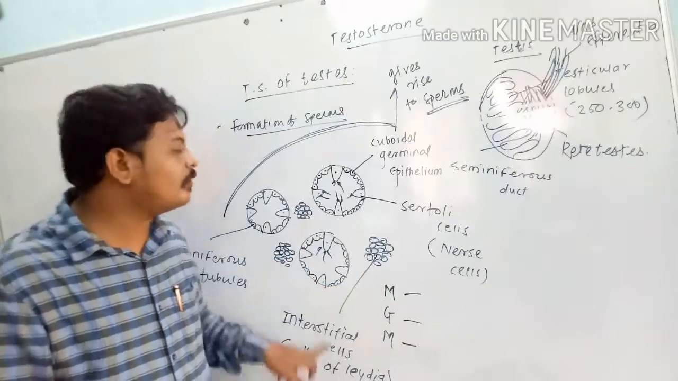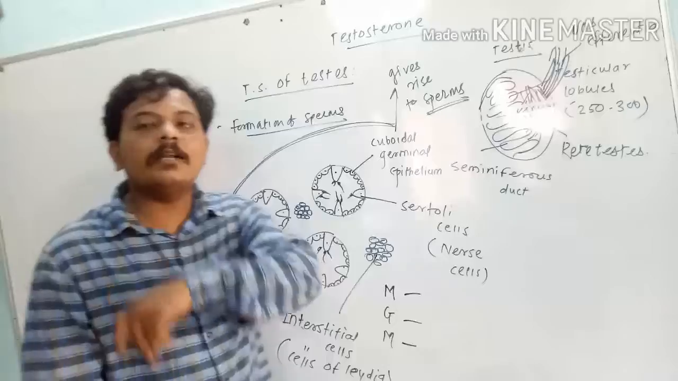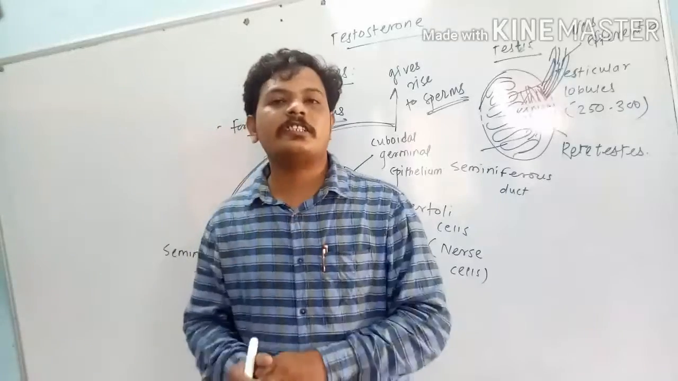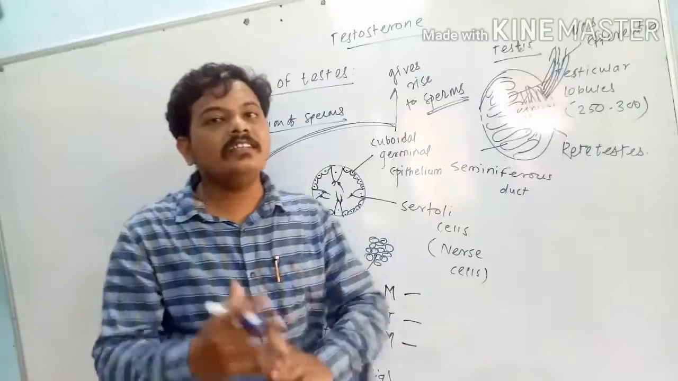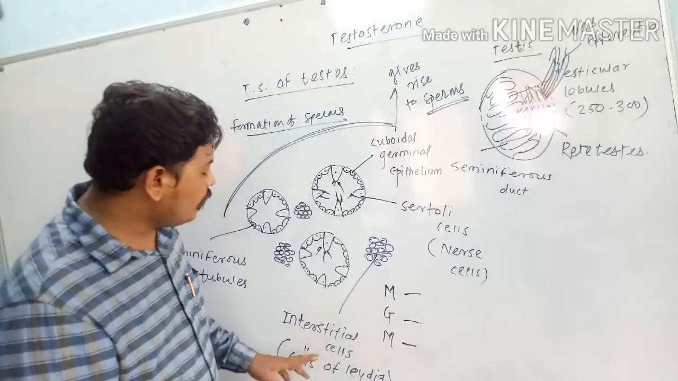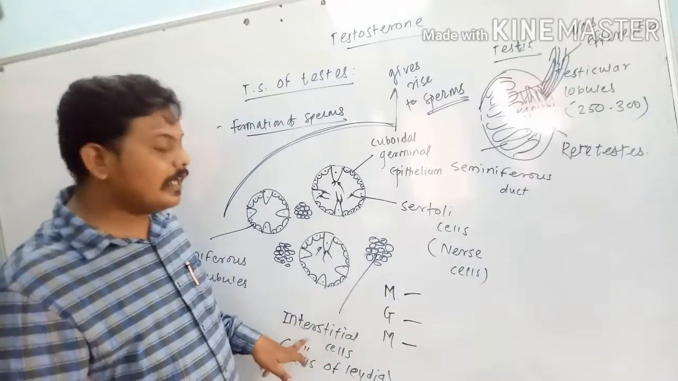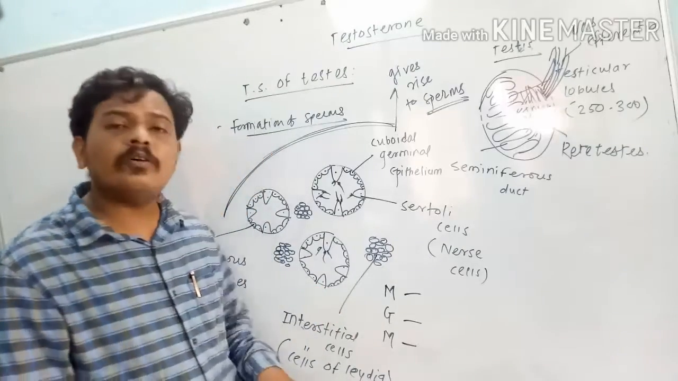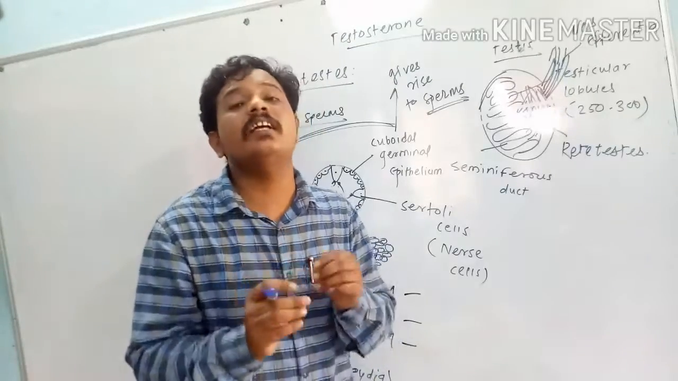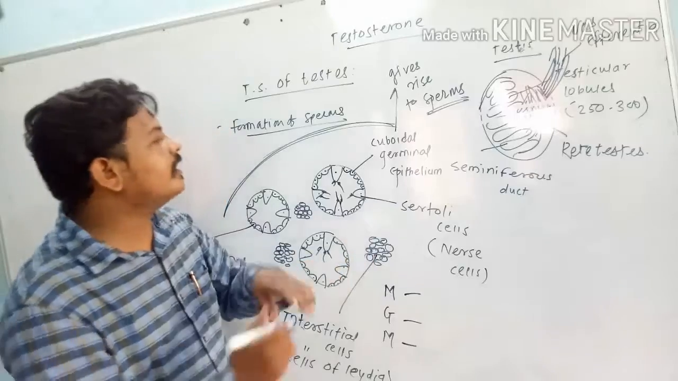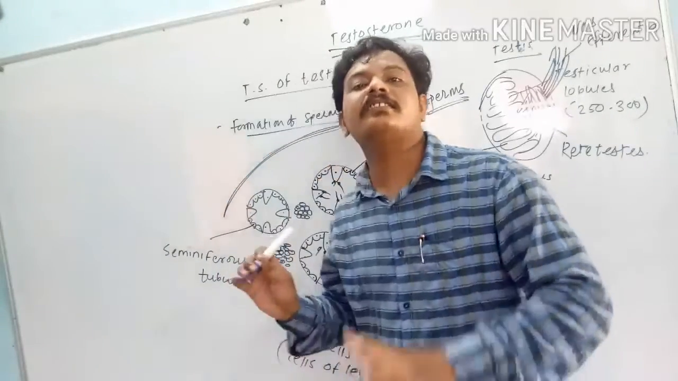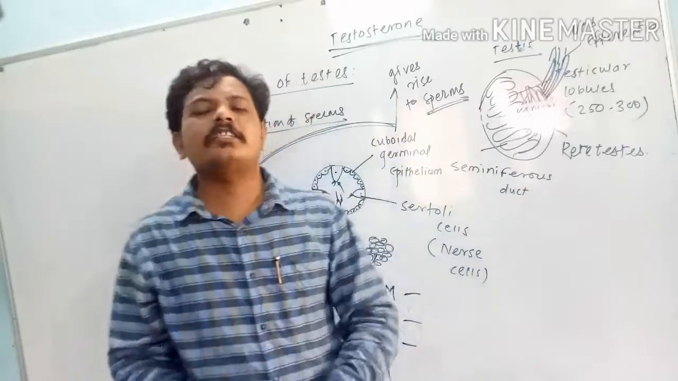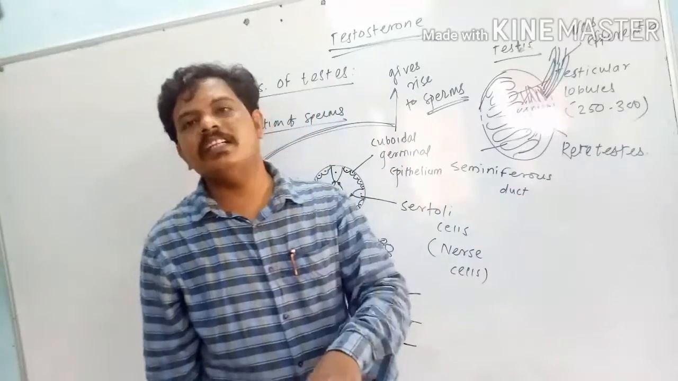Why are these cells also called interstitial cells? Because they are present in the interstitial space. Interstitial space means what? The space between the adjacent seminiferous tubules. So that's why these cells are called interstitial cells, or also called cells of Leydig. Which cell? Cells of Leydig. And this cell secretes testosterone. Remember that testosterone means male androgen, means male sex hormone.